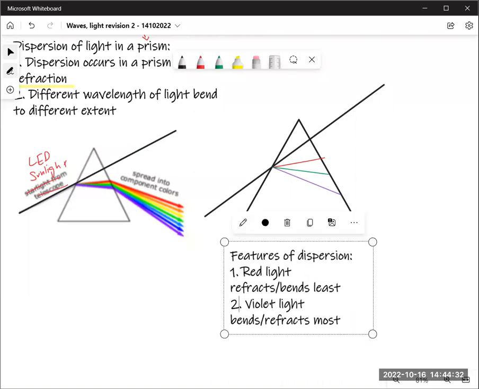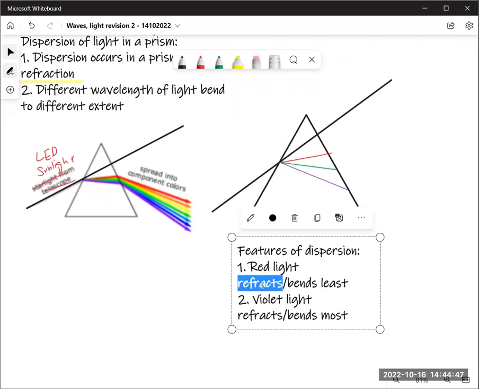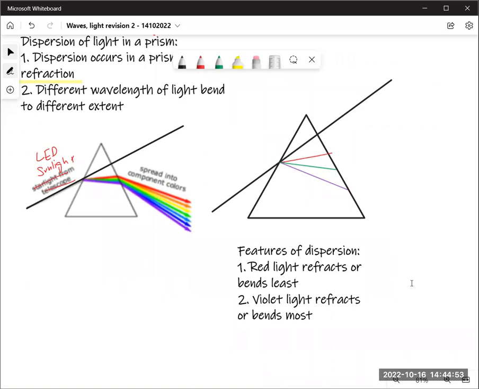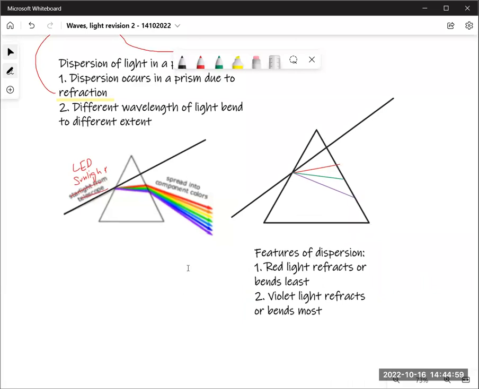The red light refracts least, and the violet light will bend most. It's the same thing. Bend and refract mean the same thing. Is that clear? Fine. Bends least or bends most; in this case, refract and bend mean the same thing. In the question, they can say both.